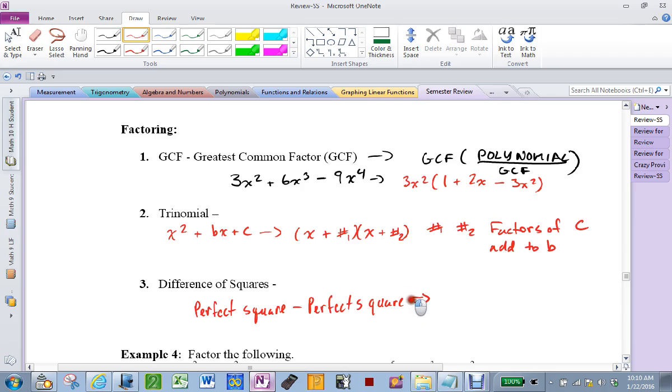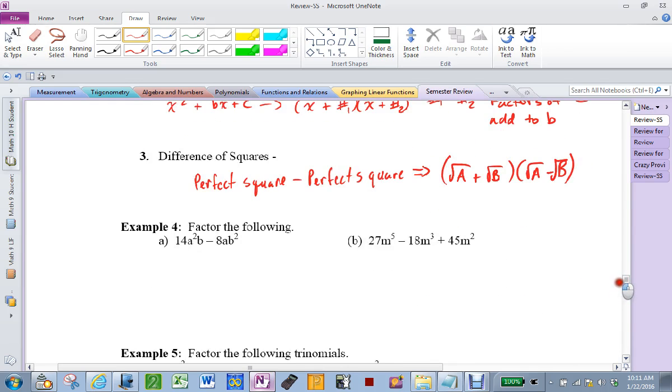And that always is the square root of the first one plus the square root of the second one, times the square root of the first one minus the square root of the second one. Always. Okay, everybody good? So let's look at that.